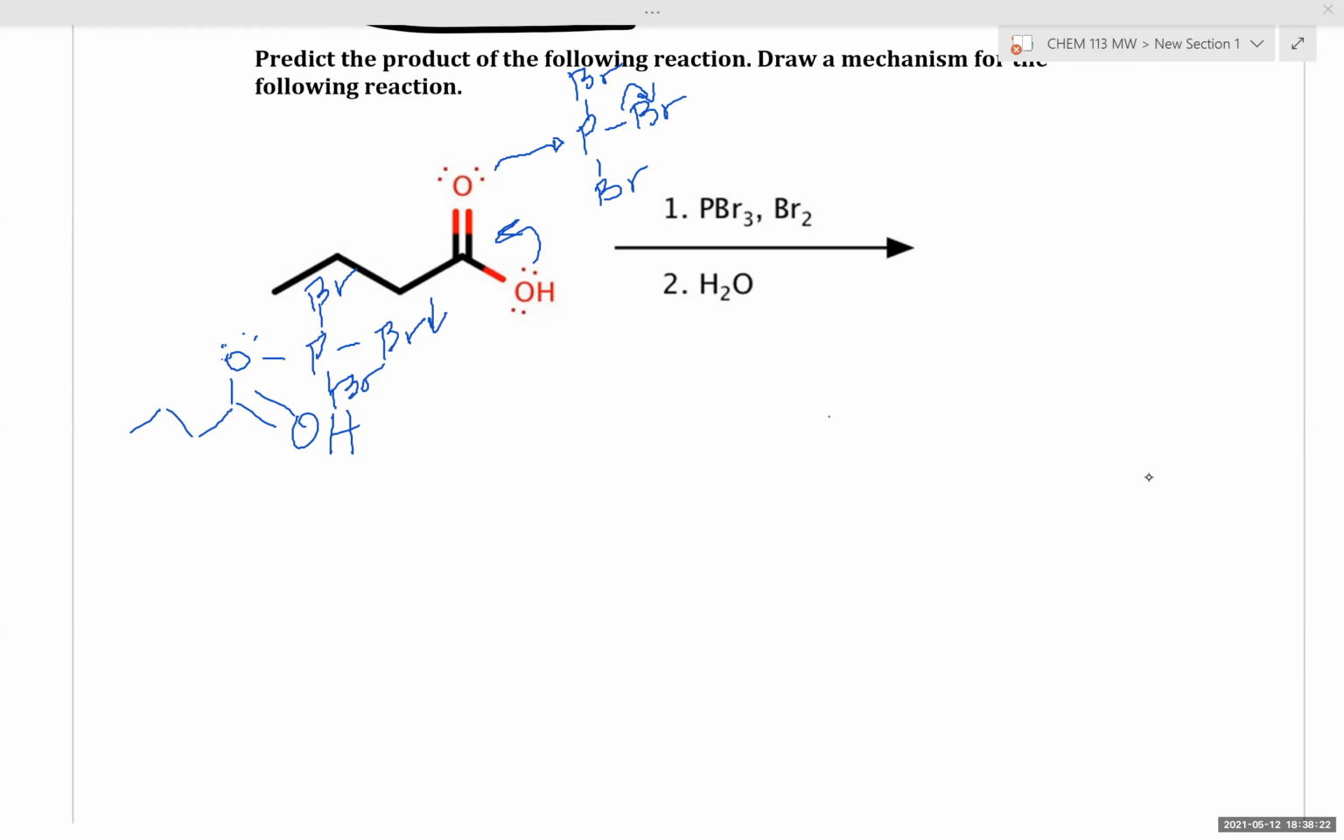We lost the bromine, so there are only 2 bromines attached to the phosphorus. In either case, we've now activated our carbonyl carbon so that even weak nucleophiles such as bromide can attack that carbonyl carbon.